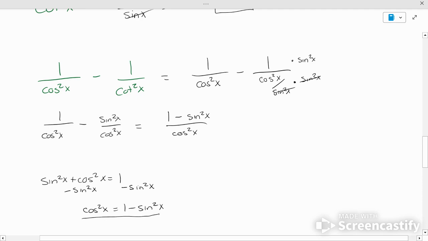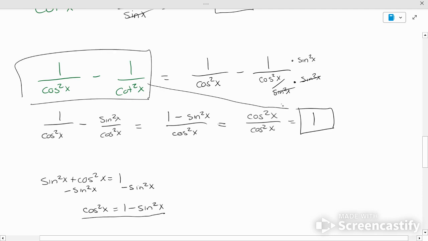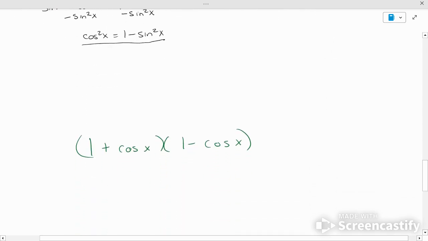Well, then I use this fact to replace 1 minus sine squared with cosine squared of x, which is equal to, what's cosine squared over cosine squared? 1. So I took this original function, and in the end, I was able to get 1 out of that. 1 over cosine squared of x minus 1 over cotangent squared of x is equal to 1. Okay? So, that's some of the stuff you'll be doing today.